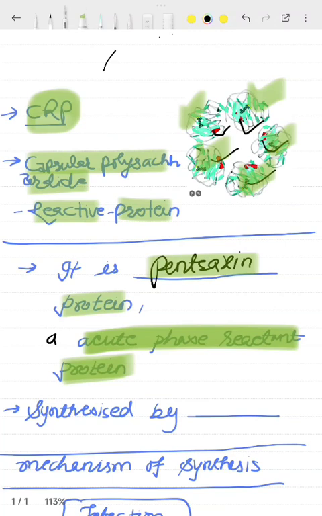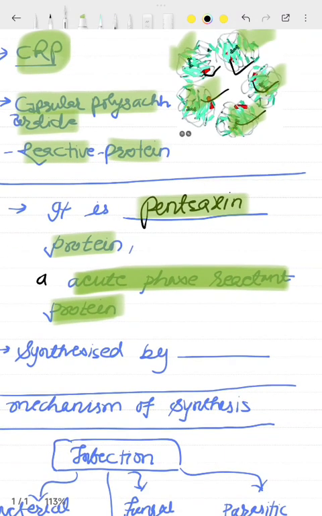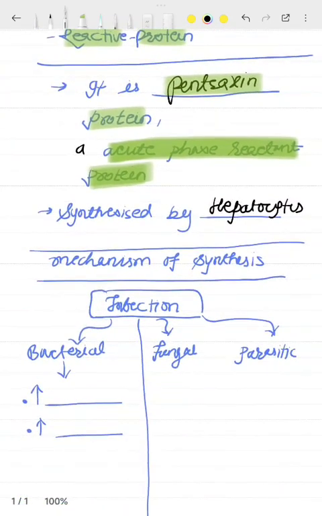Why is it synthesized and how is it synthesized? It is synthesized by hepatocytes. When is it synthesized? It is synthesized mainly in bacterial infection.